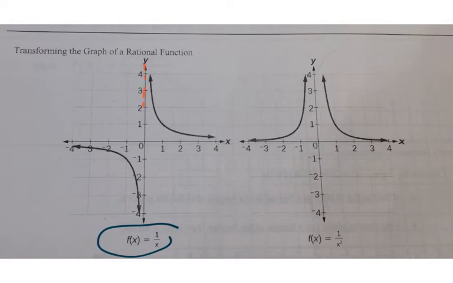This function will get really close to x equals 0, but will never touch. It will also get really close to y equals 0, but it will never touch. So this actually has a vertical and a horizontal asymptote. So here we have the function f of x equals 1 over x squared. And again, we have a vertical asymptote here, and we have a horizontal asymptote here.